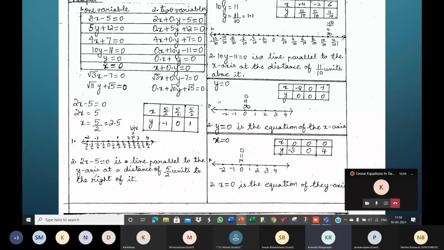If you treat the same thing as an equation in two variables x and y, this is how we write it. See it, 2x, you can see 2x there. Y is absent. But how do you show its absence? By writing 0y. It's not 0.y, it's 0 into y. So 2x plus 0y, meaning no y term. Minus 5 is equal to 0.